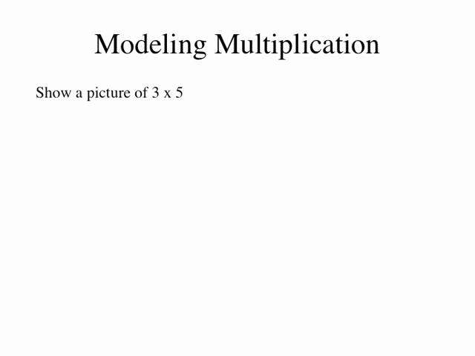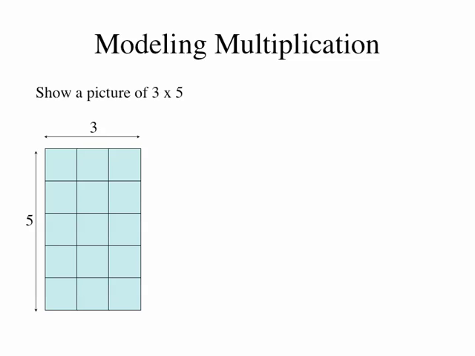First, let's think about what we already know about what multiplication means. If I were to ask you to show me a picture of the multiplication problem 3 times 5, one thing you might do is draw something that looks like this. You would draw me a rectangle that had a width of 3 and a height of 5. And if you did that, your rectangle might look like this. It's 3 squares wide and 5 squares tall. And the total area of this rectangle is 15, because 3 times 5 is 15. We call this the area model of multiplication.